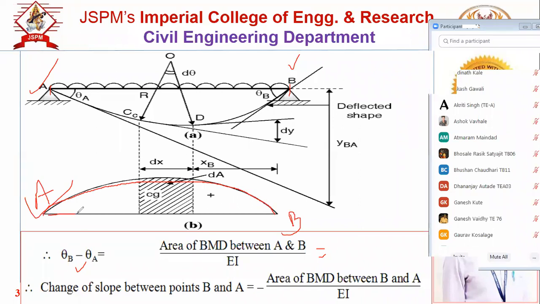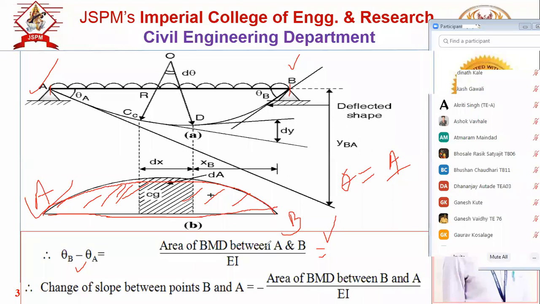Okay, parabolic curve. For the total diagram of the parabolic curve, we have to find out the area divided by EI. So this is the first theorem. In short, what you have to remember: for the slope, find out the area of BMD divided by EI. Area of M by EI diagram or area of BMD divided by EI, one and the same. For slope, we want the area of M by EI diagram. So it has been asked in the exam.